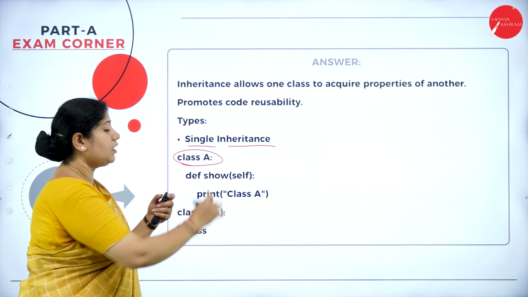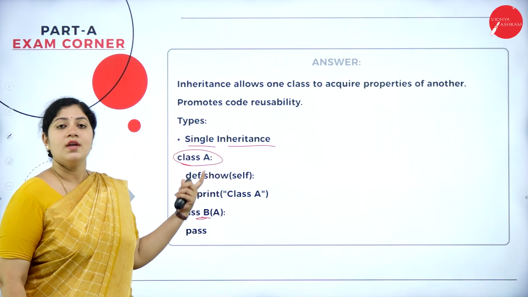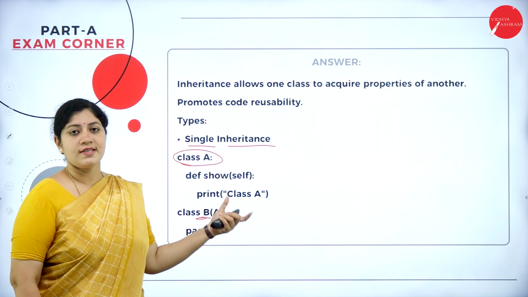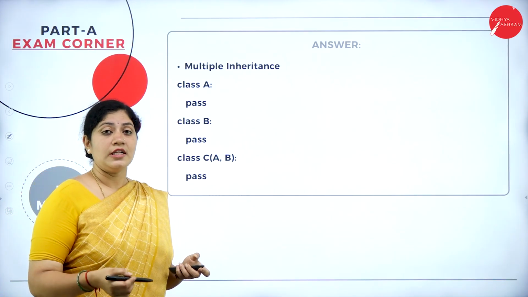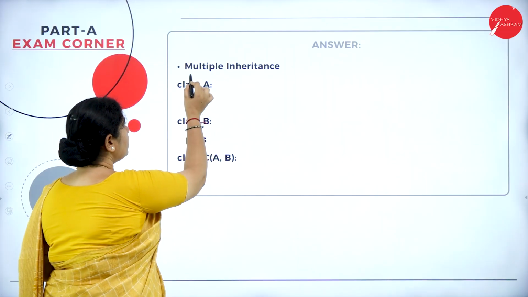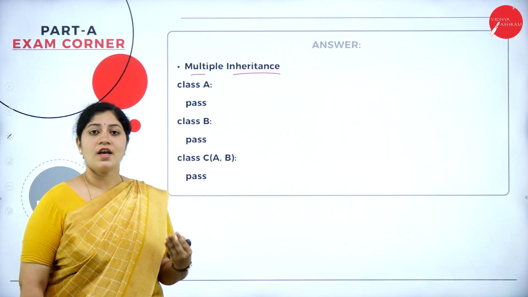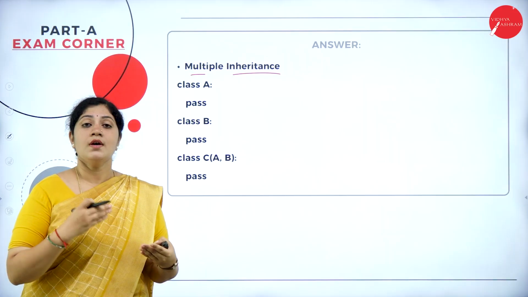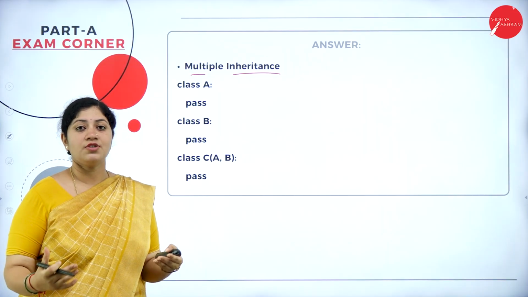Class A's property is being acquired or taken by class B. So this is a single inheritance. Let's go with the next type, that is multiple inheritance. Here, as the name itself says, there will be multiple new classes which are generated.